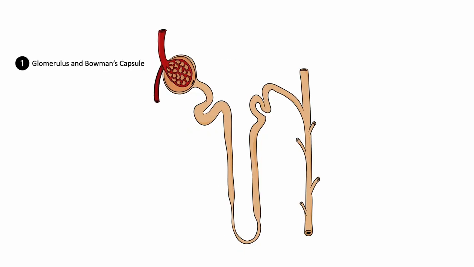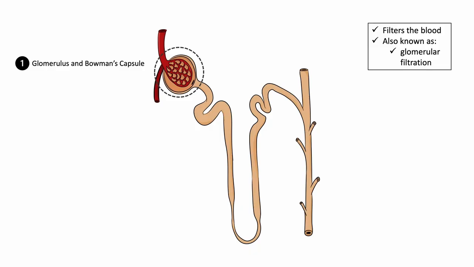The glomerulus and Bowman's capsule are responsible for filtering blood, such that only certain substances are allowed to pass through the nephron. This is called glomerular filtration. Let's take a closer look to see what kinds of substances can enter a healthy nephron.